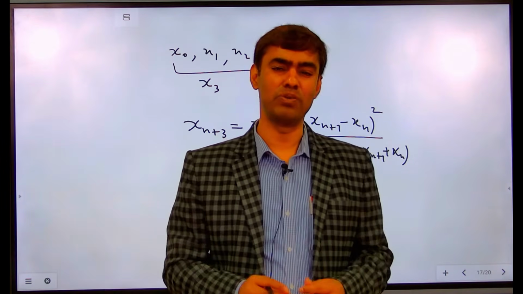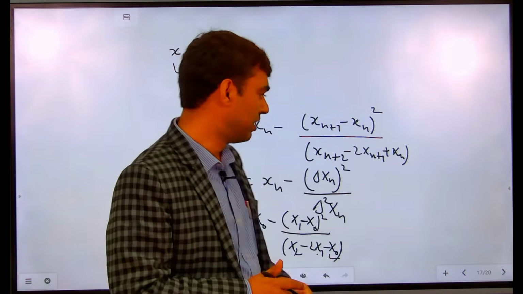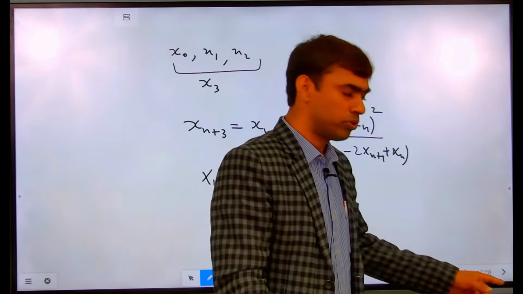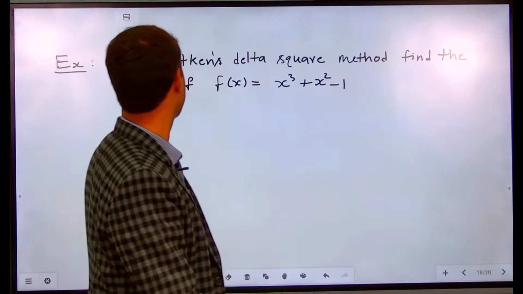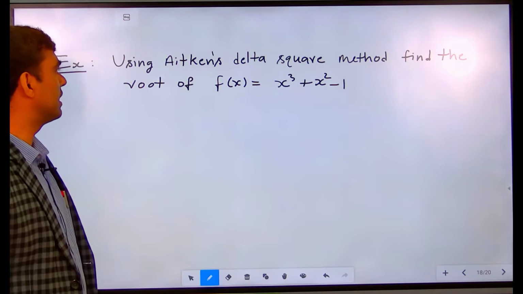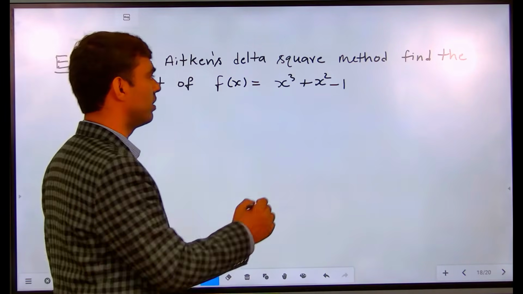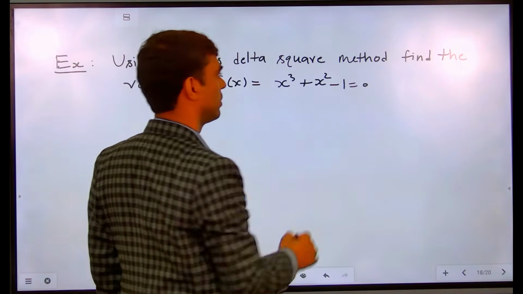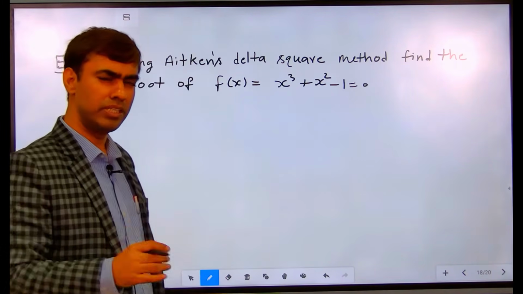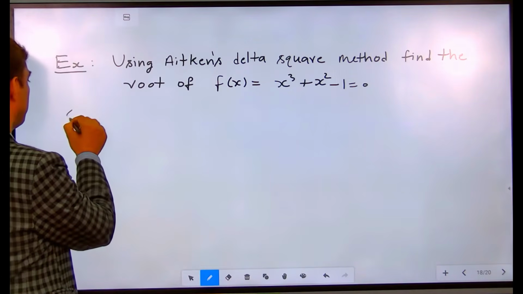We try to solve one numerical example using the Aitken's delta square method. To save time, we have already written down the problem. Using the Aitken's delta square method, find the root of f(x) = x cube plus x square minus 1 equal to 0. Here we try to find one root. So here is how we find the solution.